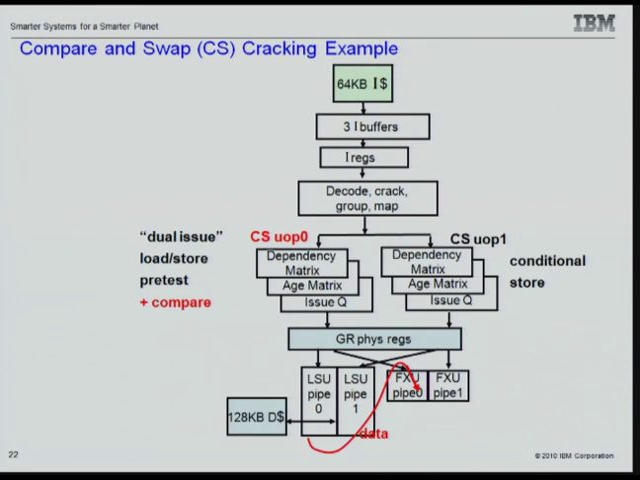And you notice here I'm showing the bypass path where the data from the load store unit is bypassed directly into the FXU. The FXU does the compare operation and generates a condition code. That condition code is then forwarded to the other FXU pipe, and the conditional store instruction is issued to that fixed point pipe. And depending on the value of the condition code, the store actually is committed to storage or it's not committed.